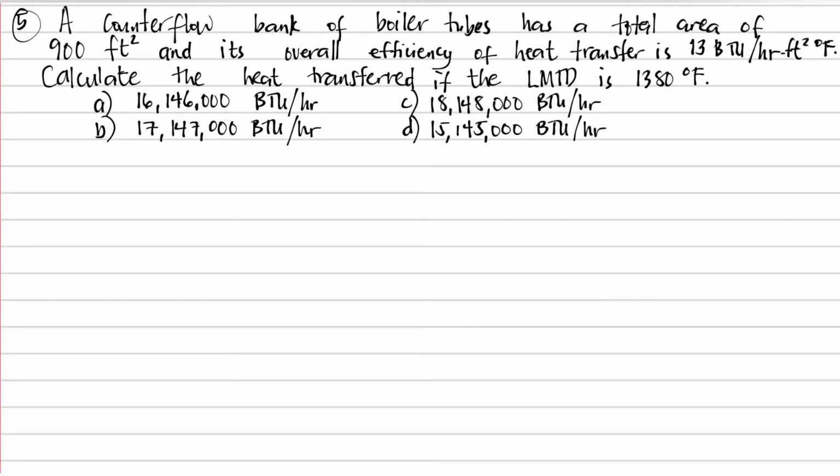So, for our last problem number 5, a counterflow bank of boiler tubes has a total area of 900 square feet and its overall efficiency of heat transfer is 13 BTU per hour square feet degree Fahrenheit. Calculate the heat transferred if the LMTD or log mean temperature difference is 1380 degree Fahrenheit. So, 4 choices again. Letter A, 16,146,000 BTU per hour. Letter B, 17,147,000 BTU per hour. Letter C, 18,148,000 BTU per hour. And letter D, 15,145,000 BTU per hour.